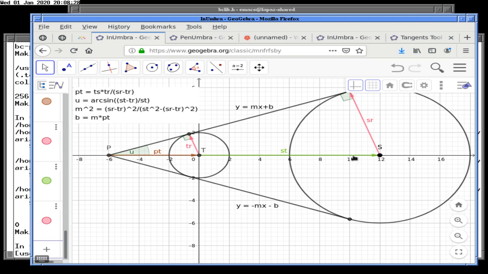So the first thing we're going to do is get this vector here, and then we're going to get this vector because we need it to find P. Then we can use P and this vector to get U. ST minus TR, over ST. That cannot be right. That is 1 minus TR over ST. That does not seem correct, but let's find out.